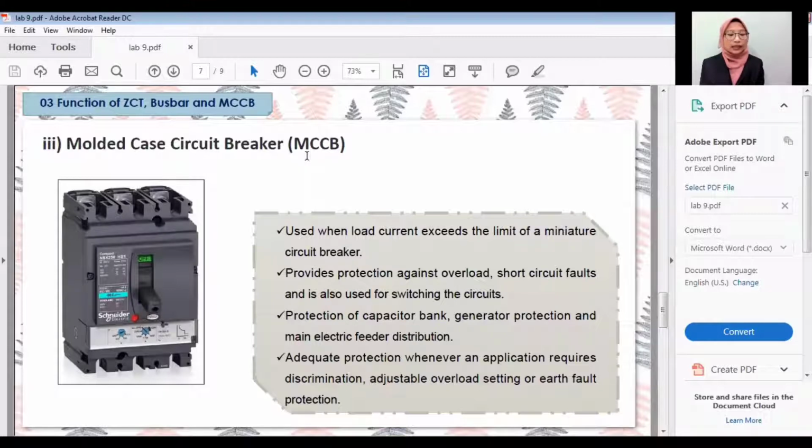The wide current ratings and high breaking capacity in MCCB find their use in industrial applications. MCCB can be used for protection of capacitor bank, generator protection, and main electric feeder distribution. It offers adequate protection whenever an application requires discrimination, adjustable overload setting, or earth protection.